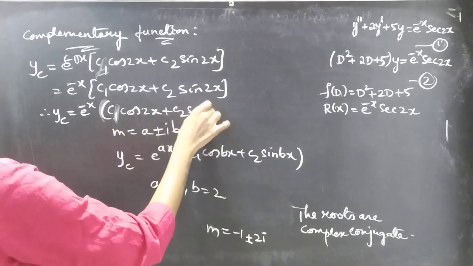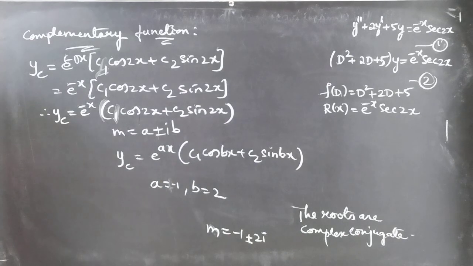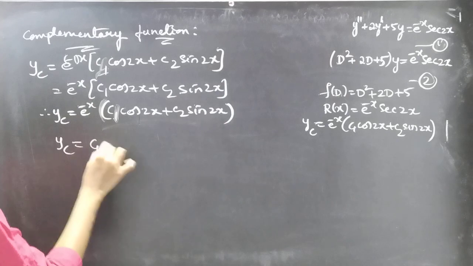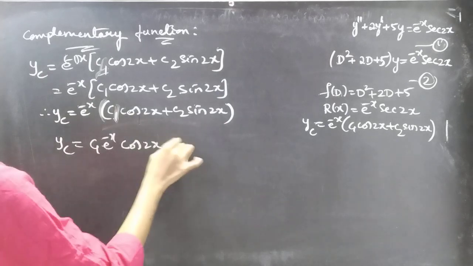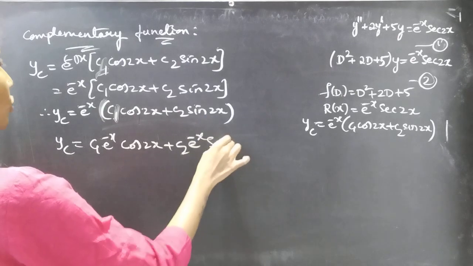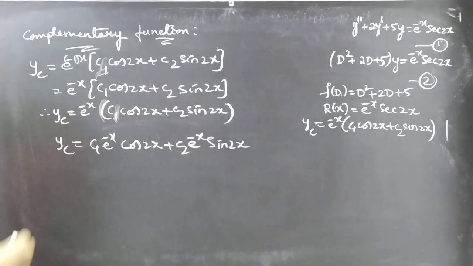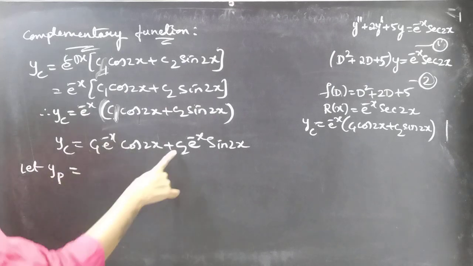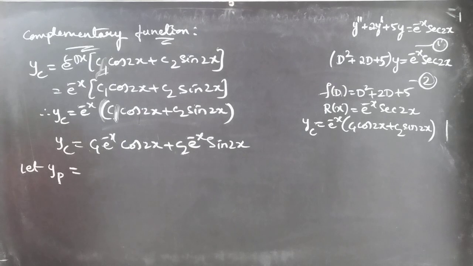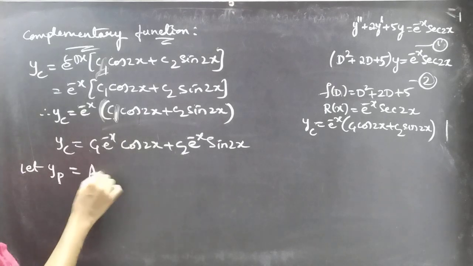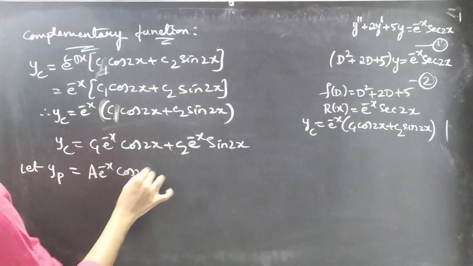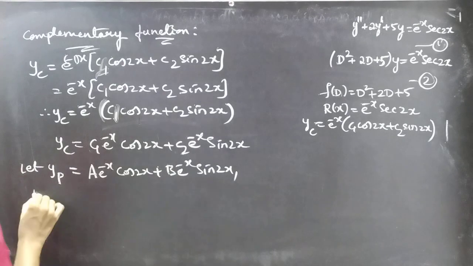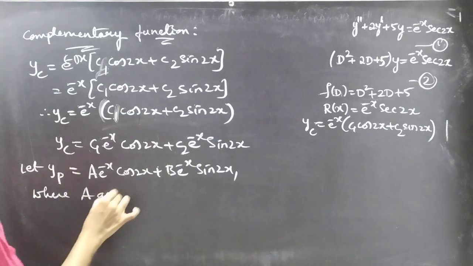or yc equals to c1 e power minus x cos 2x plus c2 e power minus x sin 2x, right? Let yp equal to, just replace the parameters or constants with some functions of x, A and B. We'll get yp equal to A e power minus x cos 2x plus B e power minus x sin 2x, where A and B are functions of x.